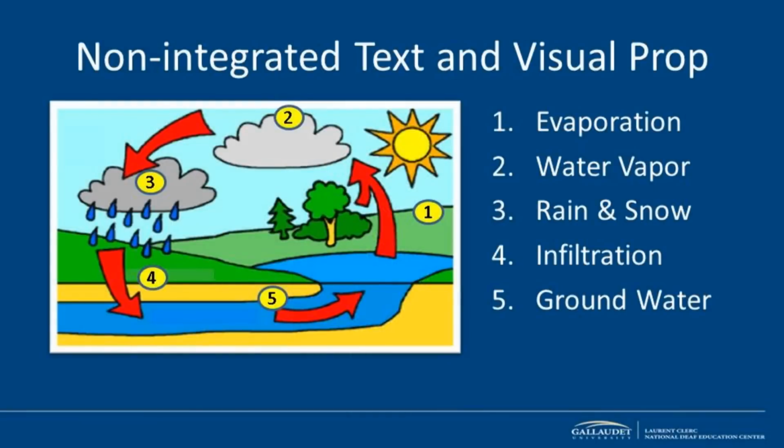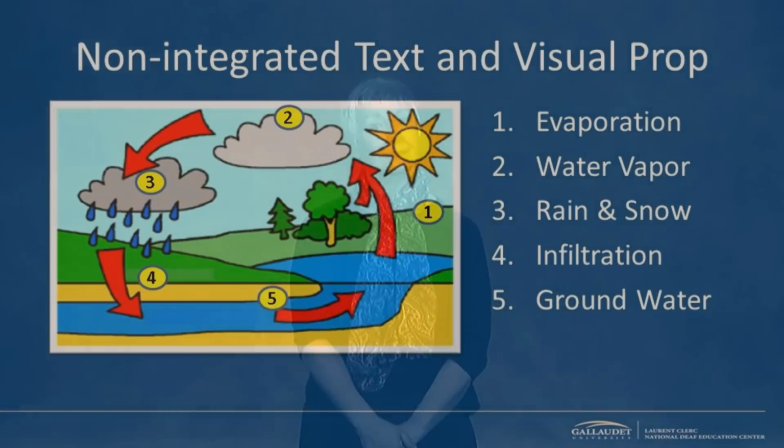Let me show you an example of a visual that does not use integrated text. Again, here the student would have to look at the text on one side before looking at the picture to be able to identify which is the right answer. So just as I had showed you in the example with the shapes, it's difficult for students to learn, understand, and memorize information when the information is not integrated with the text and the picture.